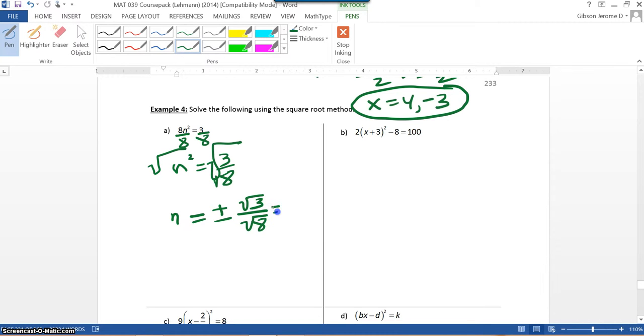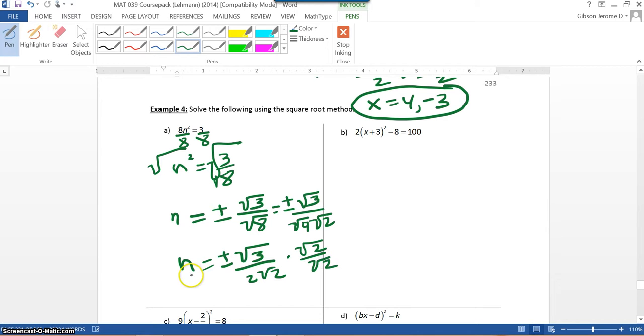Now we know that the square root of 8 can be broken down to the square root of 4 and the square root of 2. Now, the square root of 4 we know is 2. So, we will have n is equal to plus or minus the square root of 3 all over 2 square root 2. Now, we have to get rid of this square root of 2 out of our denominator. So, we multiply our numerator and denominator by the square root of 2.